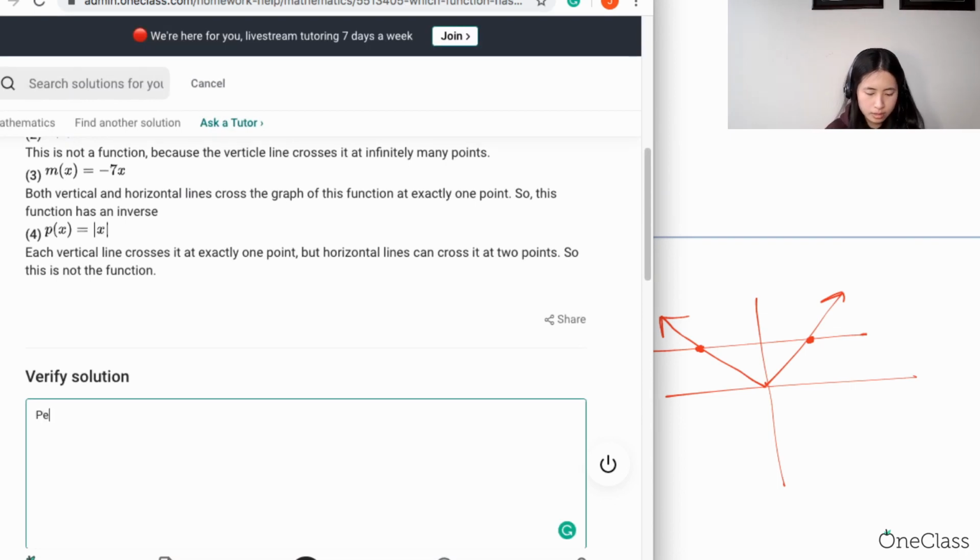So perfect solution and answer. Okay, that's it.